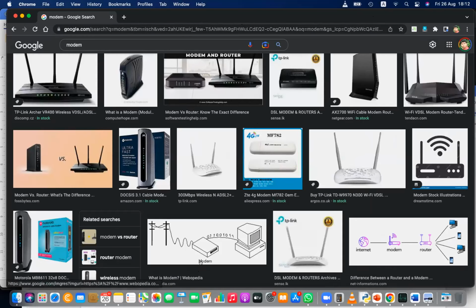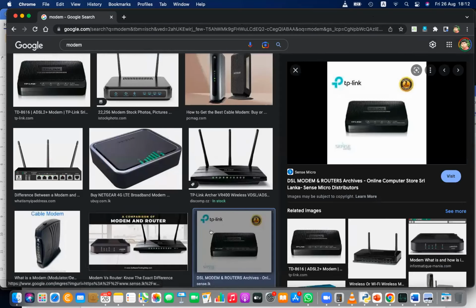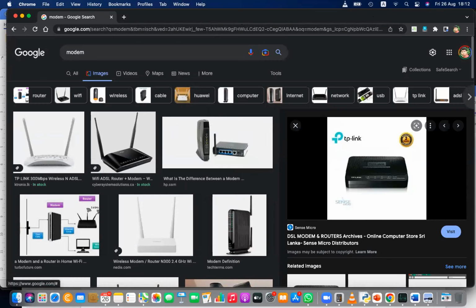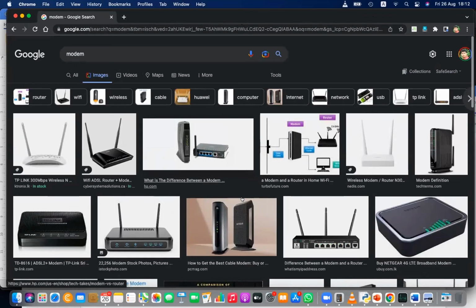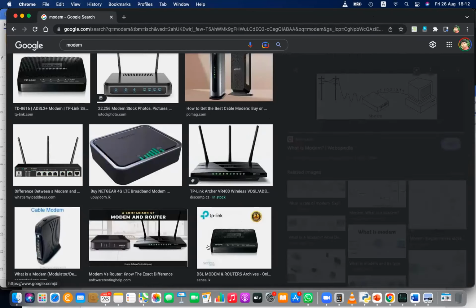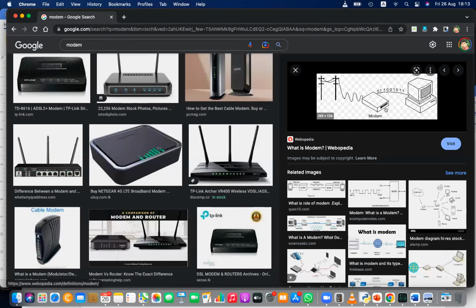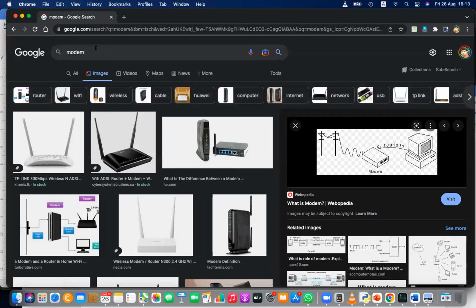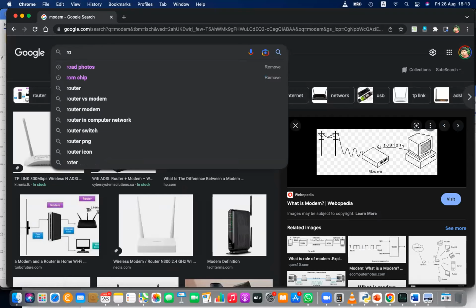Here you can see the telephone line to the modem, modem to the computer. This was the earlier internet. But later, what has happened? The modem was replaced by the router, because the modem is kind of a slow device.